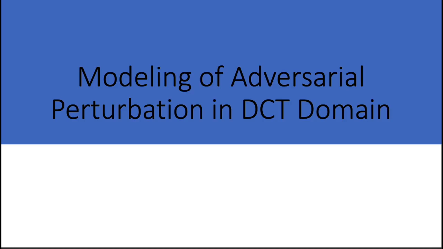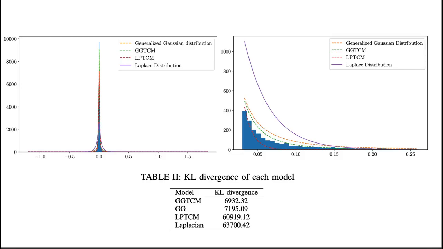In this section, we model the adversarial perturbations in the DCT domain. The intuitive thinking is that the adversarial perturbations are purely random. However, it turns out that this is not true. This figure shows a histogram of the DCT coefficients of all DCT blocks of the adversarial perturbations crafted by the CW attack for the randomly selected 2000 images. This figure shows the PDF of the GGD, the GGTCM, and the Laplacian distribution itself.